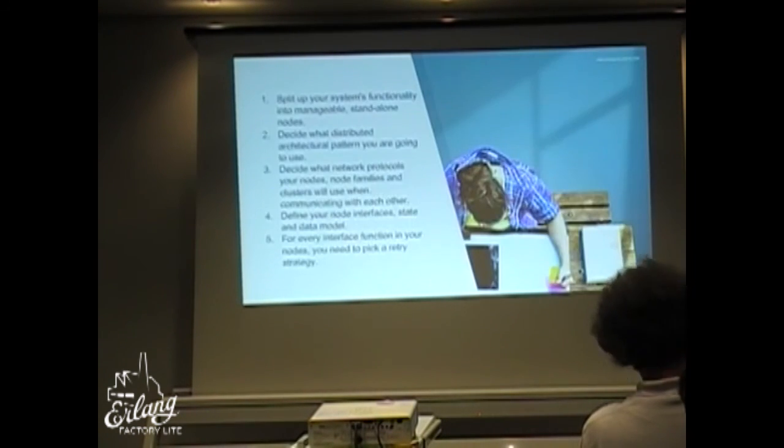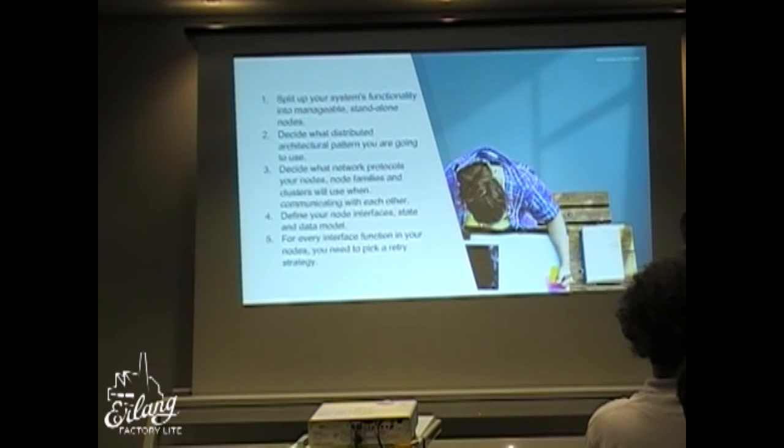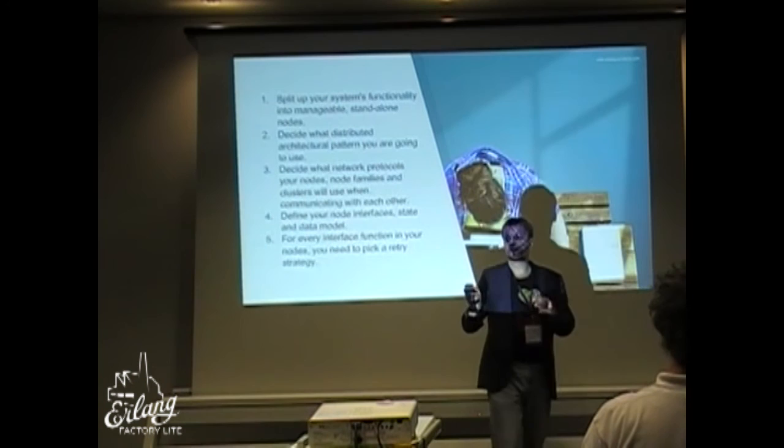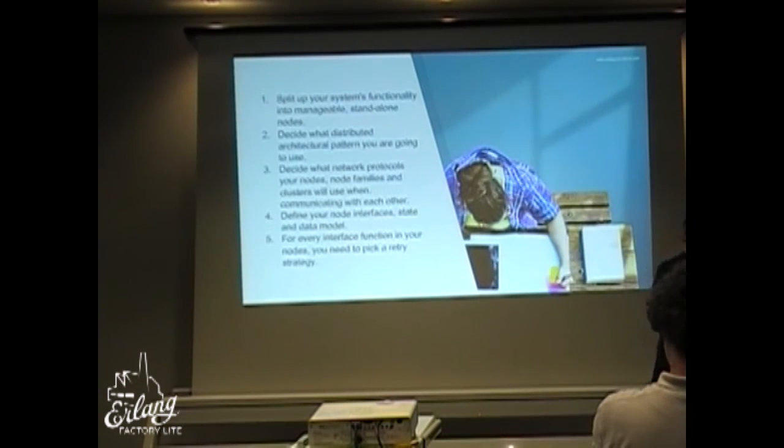But just to review, these are the 10 steps. Split your system's functionality into manageable standalone nodes. You will be optimizing nodes. You will be configuring your whole stack, OS level, VM level, and your code as well, fine-tuning it. Network level as well, for that matter. Decide what distributed architectural pattern you're going to use, and it's often a mixture of architectural patterns, and decide what network protocols you want to use to have your nodes communicate. And once again, there's no one-size-fits-all. It can be a mixture of them.